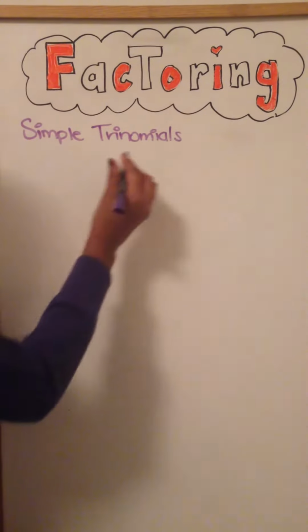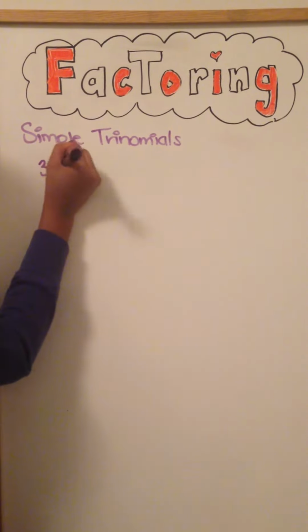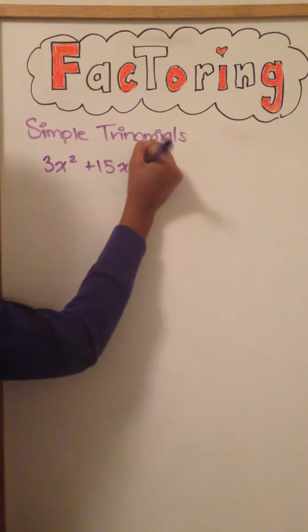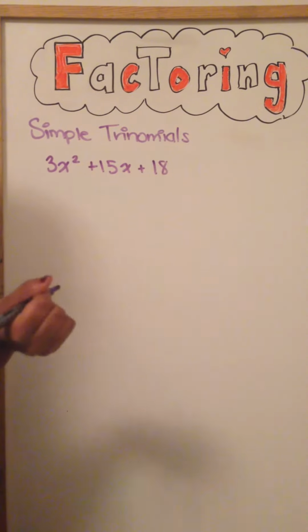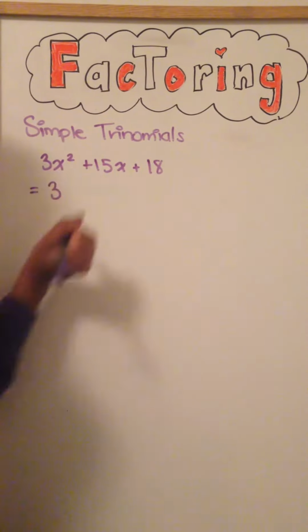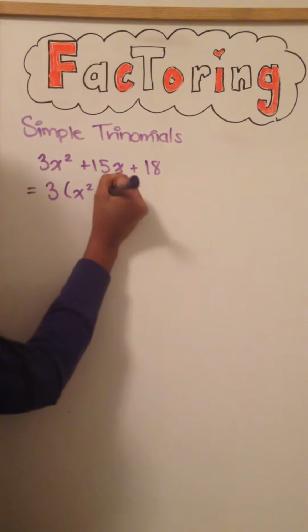Next, we're going to work on simple trinomials. So given the equation, like we said before, can you common factor? In this case, yes. So you write the common factor on the outside and write the new equation on the inside.